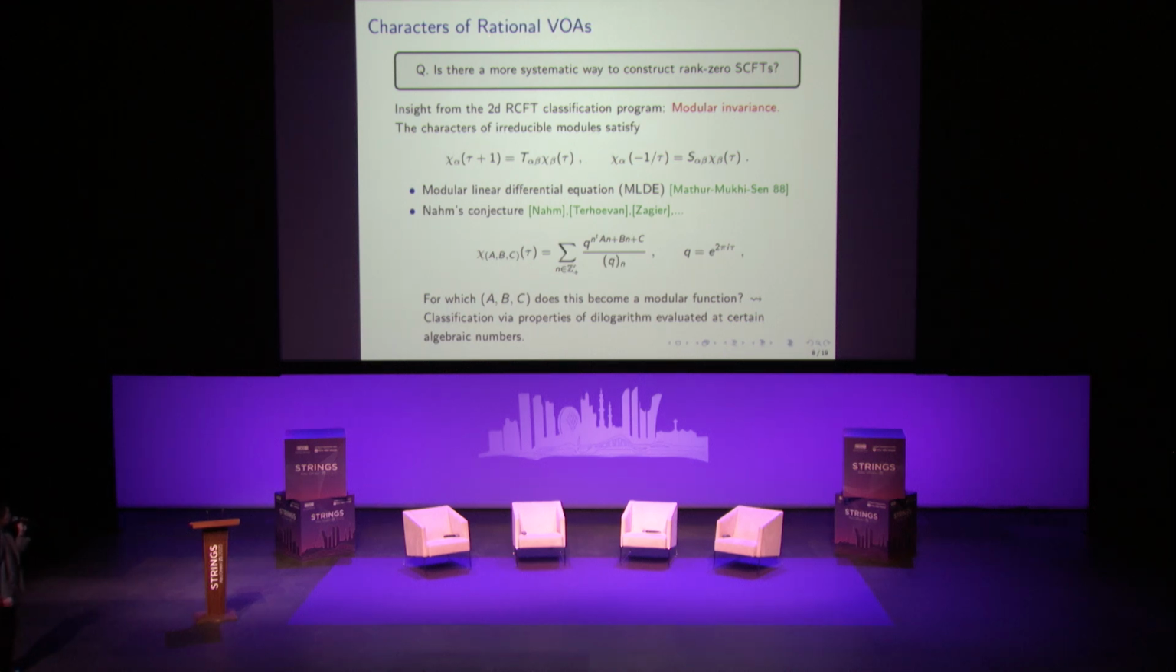Interestingly, this problem is closely related to some properties of the logarithm evaluated at certain algebraic numbers, which is related to the Nahm conjecture. And in the paper by Zagier, those A, B, C have been classified. The A, B, C that solve this problem have been classified for, say, rank r equals 1, 2, 3.